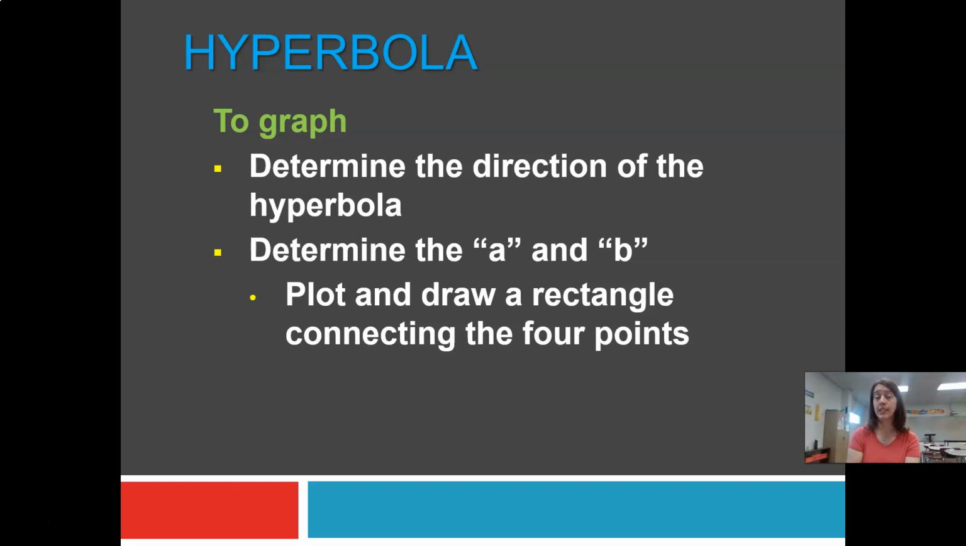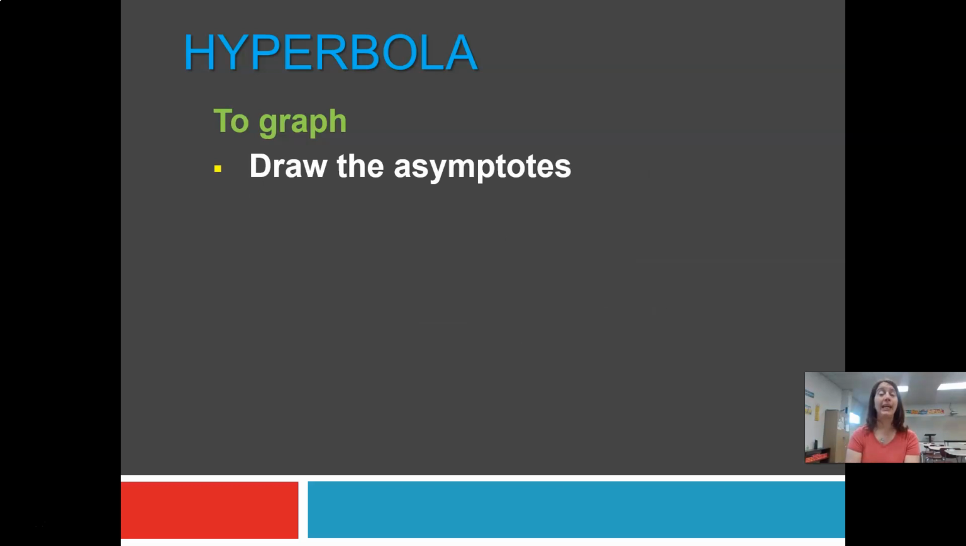You'll see why in just a second as we're doing our example together. Okay, so pick out the A and the B from the question. Connect those 4 different points using your rectangle. Once you have your rectangle drawn in, here's where you're going to draw the asymptotes in the question.